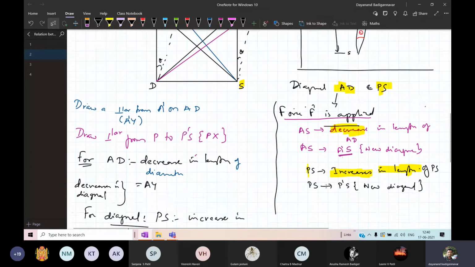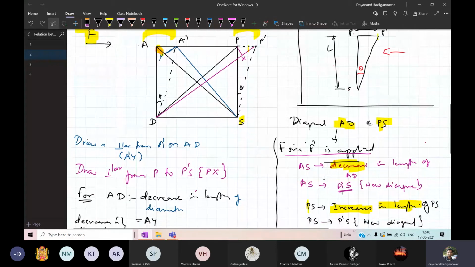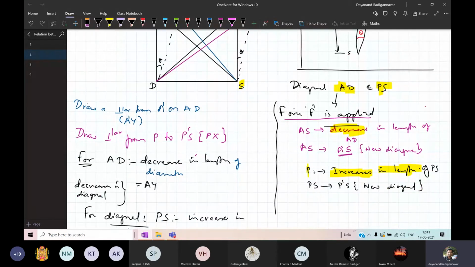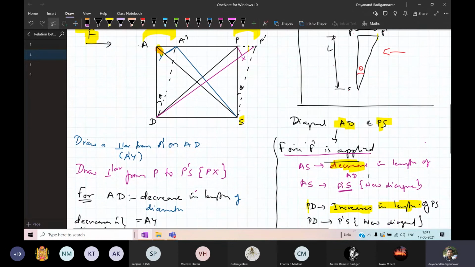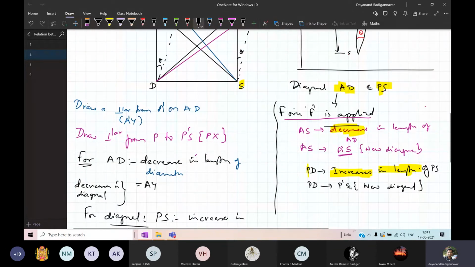Similarly, PD, it is not PS. I should take it as PD. Just a small change. PD, and P dash D is the new one. So here you have to make that correction, PD.